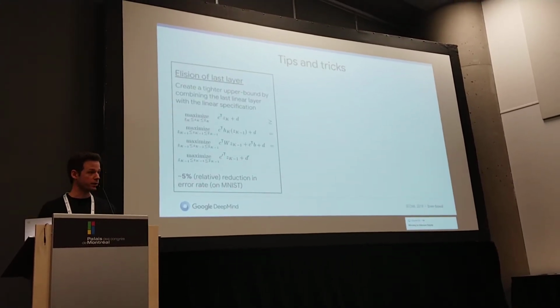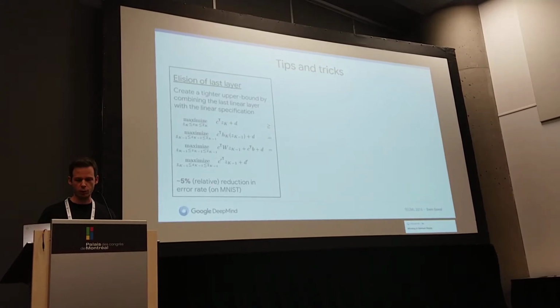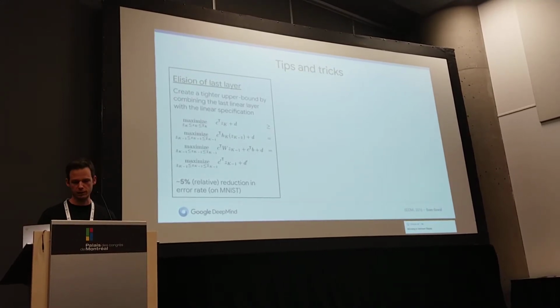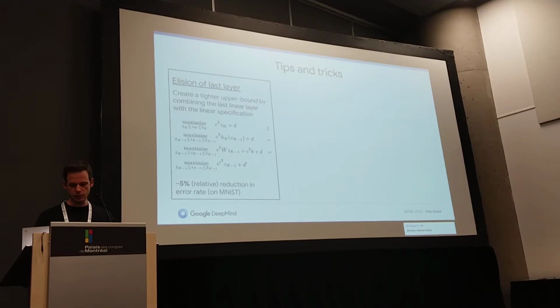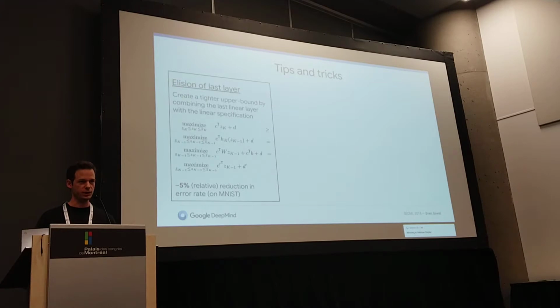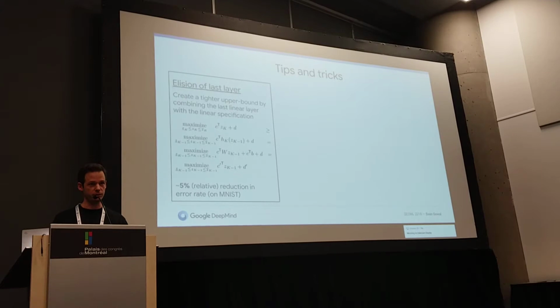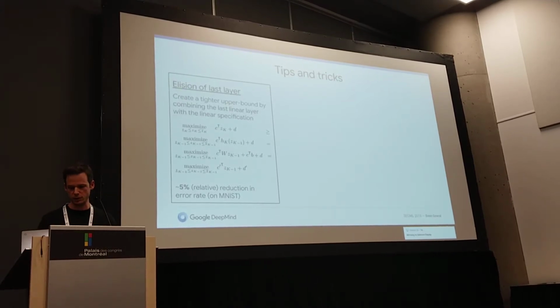So there are a few tips and tricks that we highlight in the paper about making interval bound propagation work well. The first one is the elision of the last layer. Since our last layer is actually a linear layer and our specification is linear itself, we can combine these two to make a new linear specification. That roughly reduces the verified error rate on MNIST by roughly 5% in relative terms.